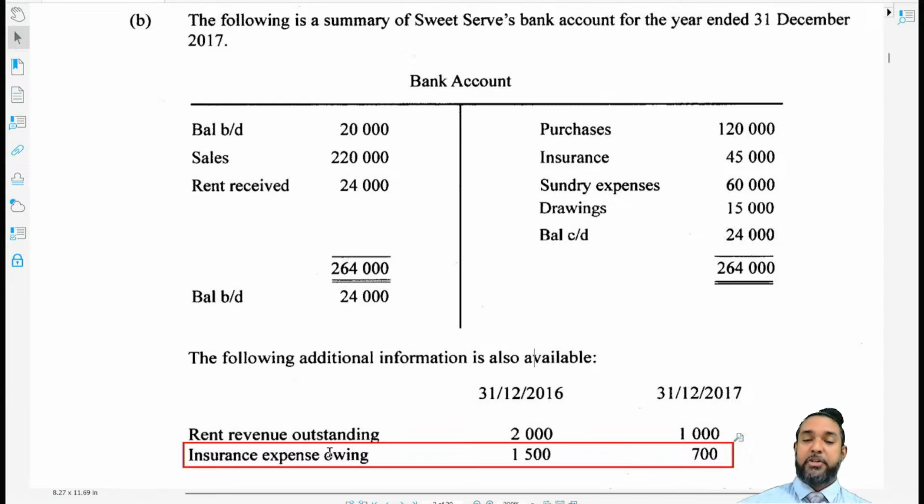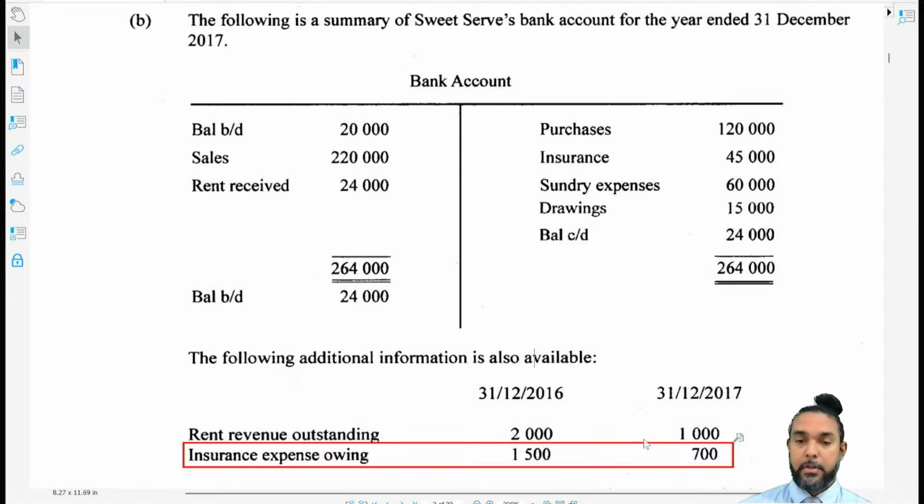We're focusing on the insurance expense. So at the end of 2016, which coincides with the start of 2017, we are owing 1,500. At the end of 2017, we're only owing 700. But what it means is we have an opening and a closing balance for insurance, both of which are accrued balances. We okay with that?